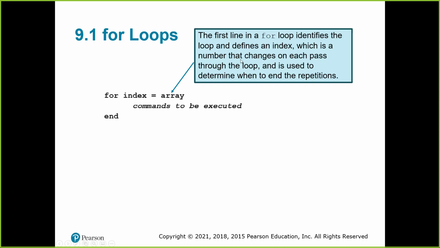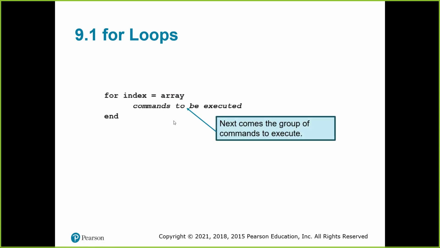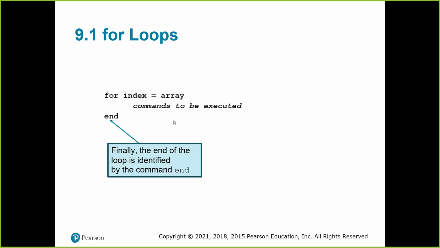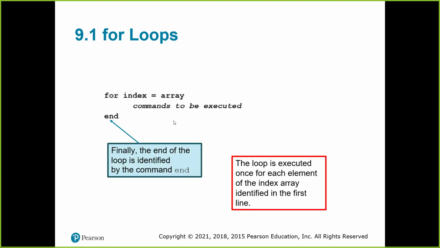Let's see what this is. The first line of the for loop identifies the loop and defines an index, which is a number that changes on each pass through the loop and is used to determine when to end the repetitions. I think I said that. Cool. So next comes a group of commands to be executed, and then finally, when it's all done, the loop is executed once for each element in the array. So if you've got 100 elements in here, it'll run 100 times unless you have a midpoint break.